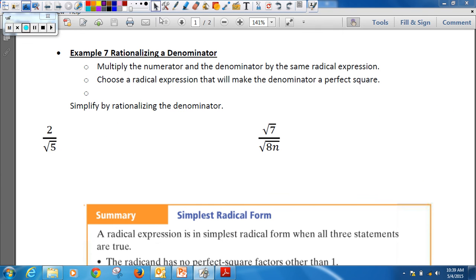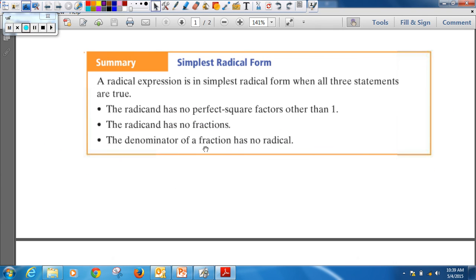You want to make sure you know what makes something be in simplest radical form. The radicand has no perfect square factors other than 1, so you can't leave any perfect square factors in it. The radicand has no fractions. So remember, that's the number underneath the square root symbol. And the denominator cannot have a radical.